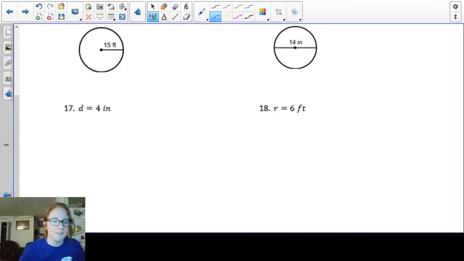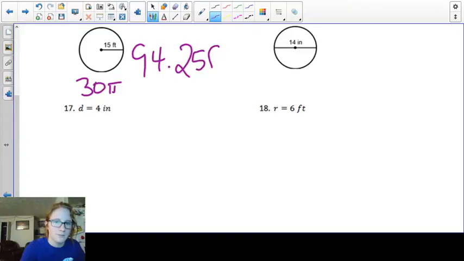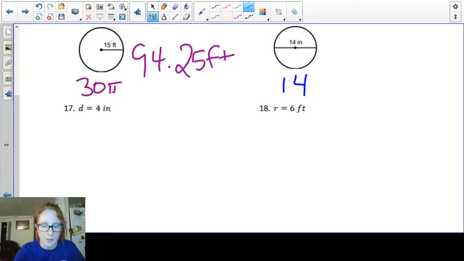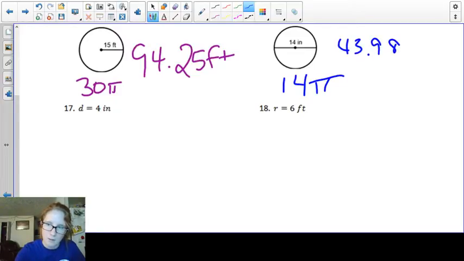This one we have my radius of 15, so we know my diameter is 30. So I have 30 times pi, which would give me 94.25 feet. Again, we have our whole radius, so we know the whole diameter, so we know it's 14 times pi, which will give me 43.98 inches.